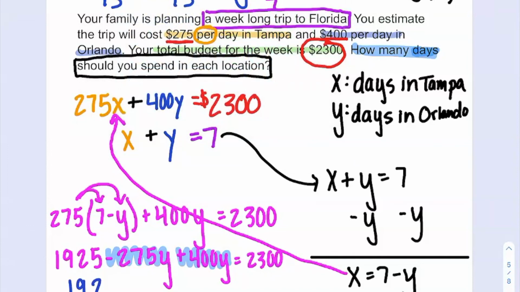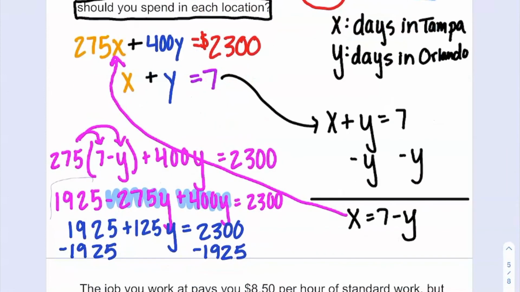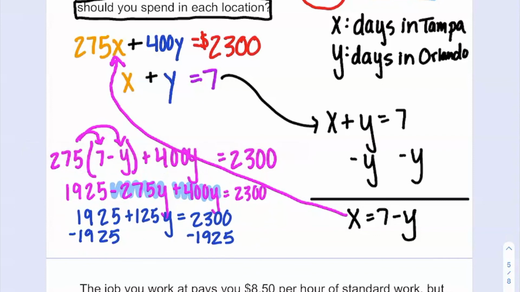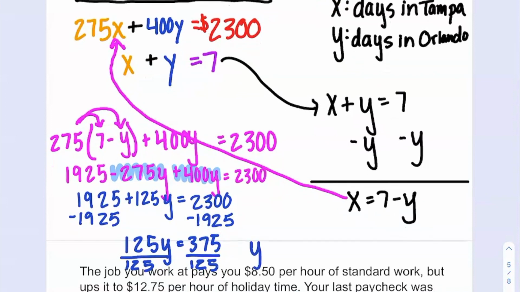So 1,925 plus 125y is equal to 2,300. I'm going to subtract 1,925 from both sides. And I'm definitely running out of room on this screen. I'm trying to shrink this without totally messing everything up. 125y is equal to 2,300 minus 1,925, which is equal to 375. Finally, I divide both sides by 125. And that gives me 3.